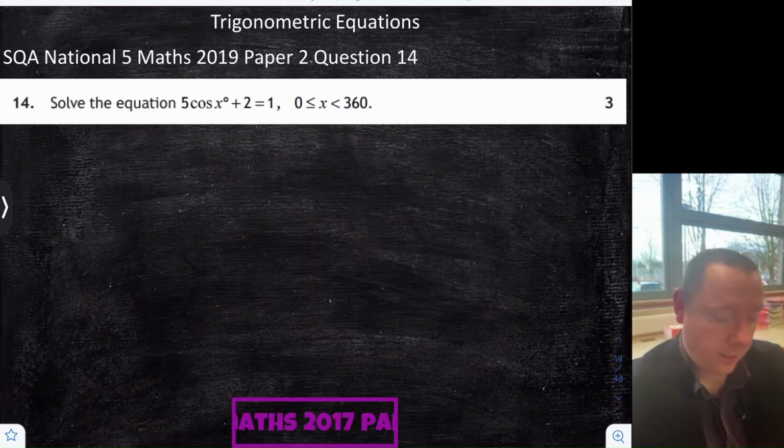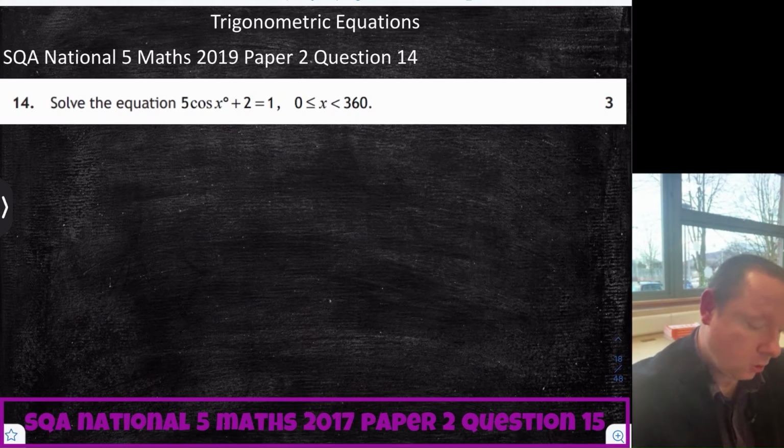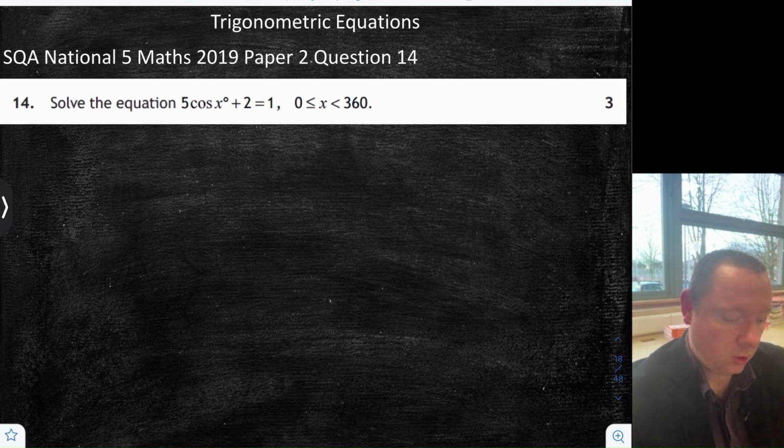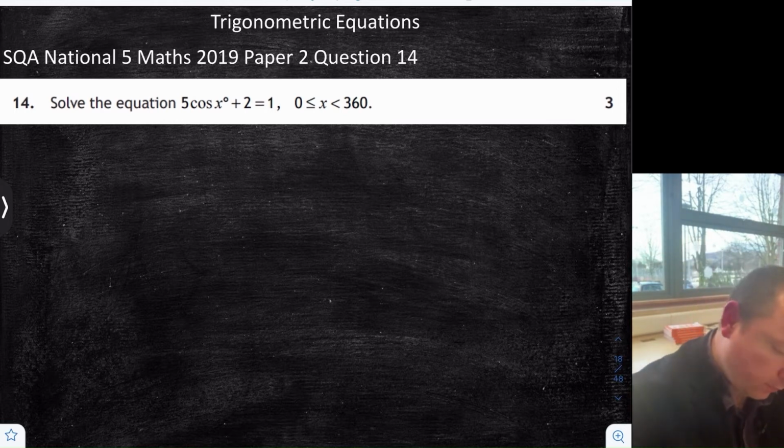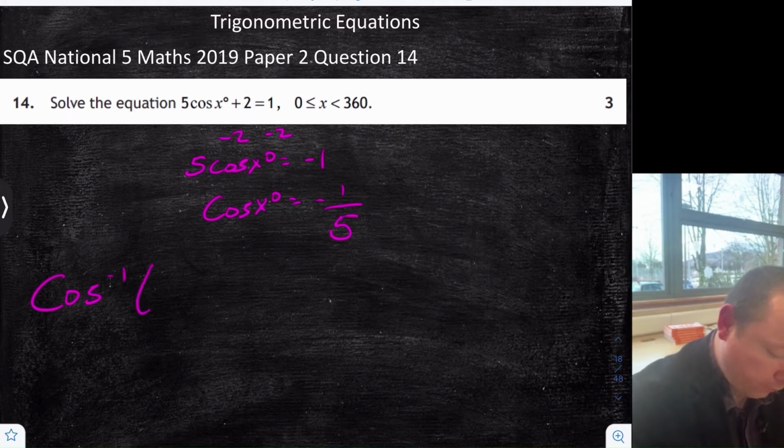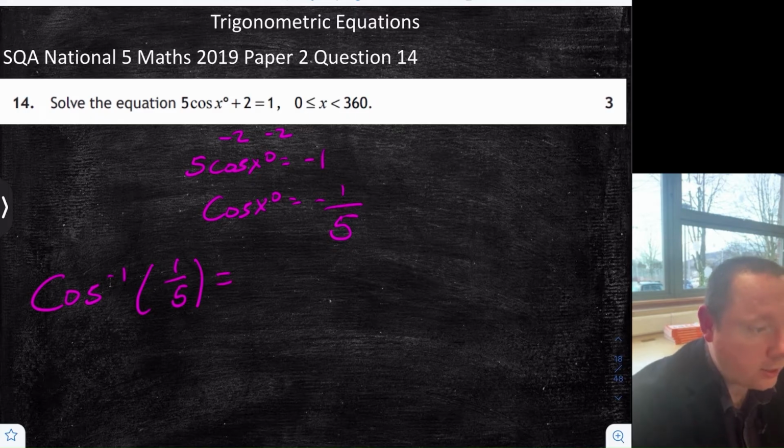Grade National 5 Maths 2019, Paper 2, Question 14. Solve this equation, 5 cos x plus 2 equals 1. So I'll take away 2 from both sides. I get 5 cos x equals minus 1. So cos x equals minus 1/5. So I'll do the inverse cos of 1/5. And you would get 78.5 degrees to one decimal place.